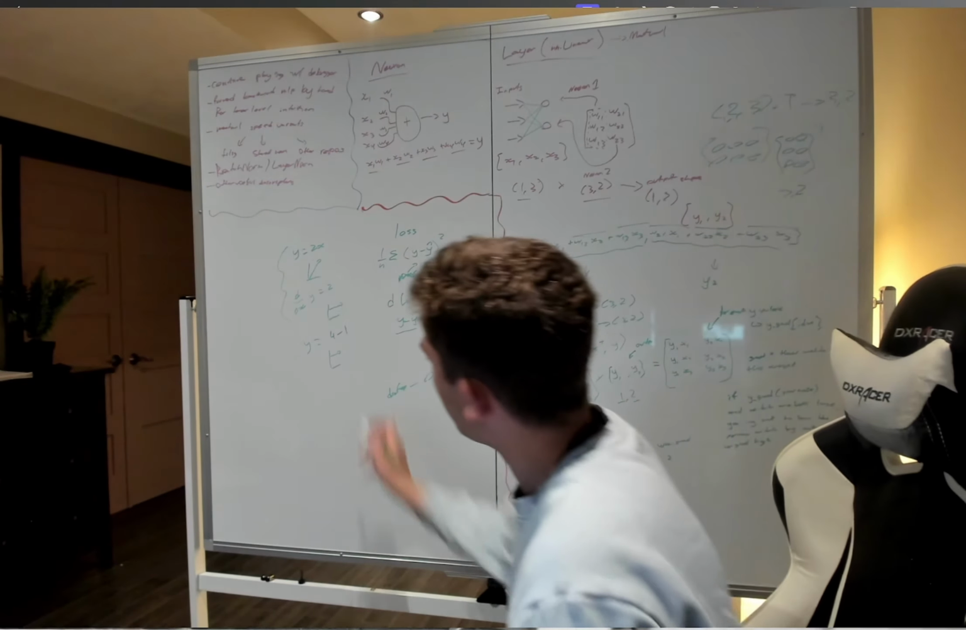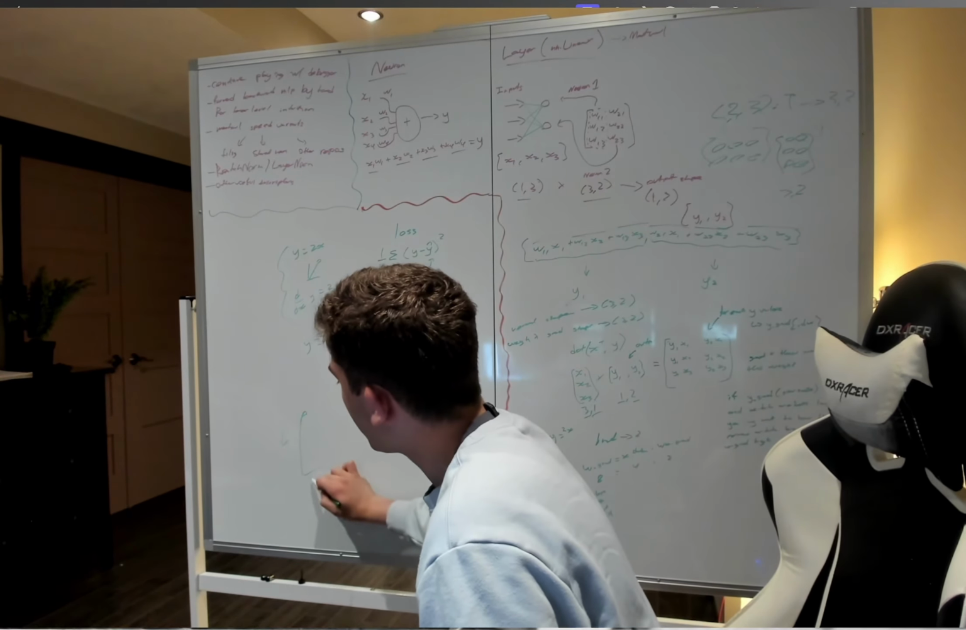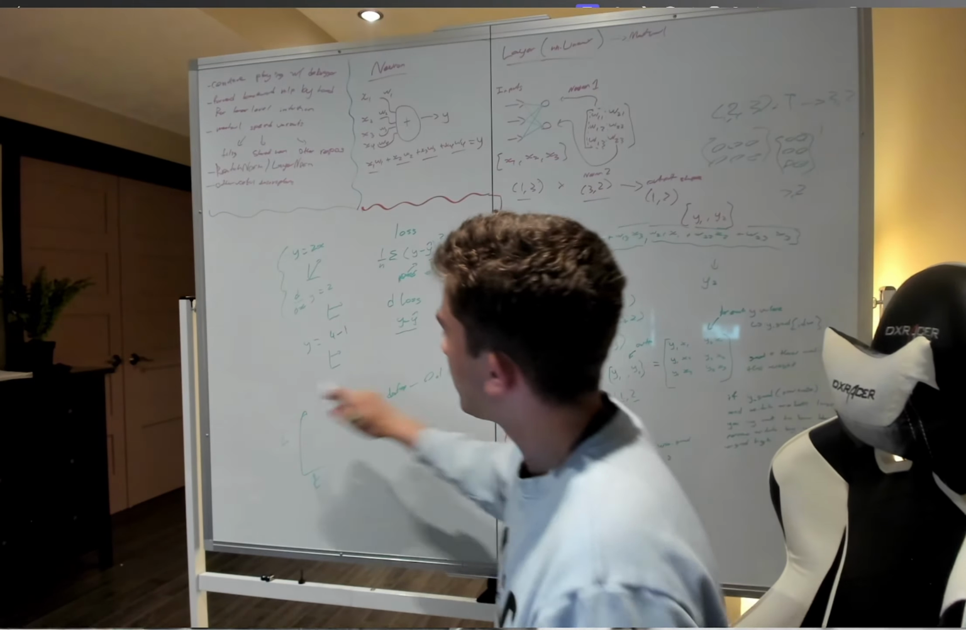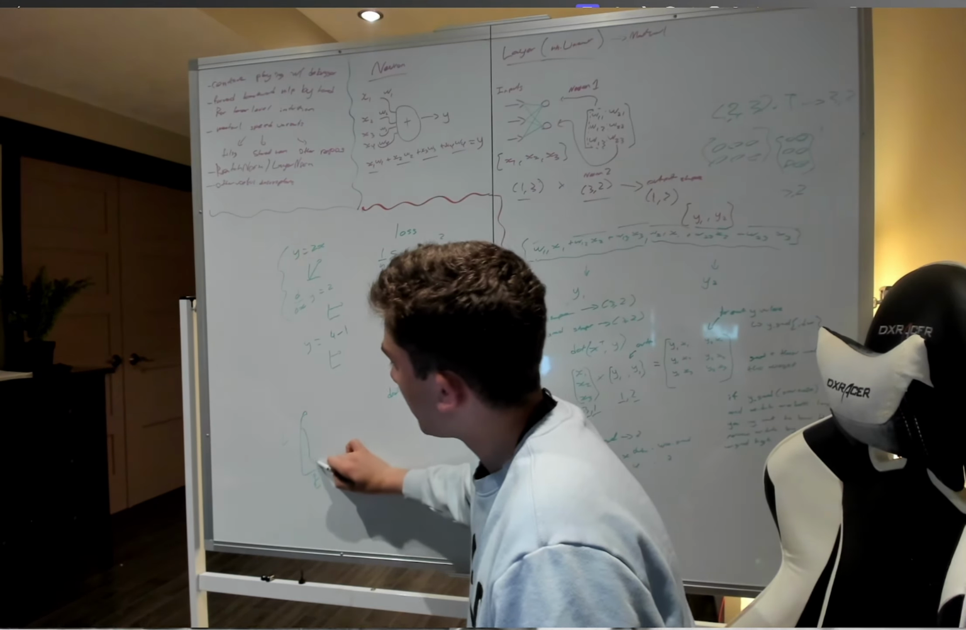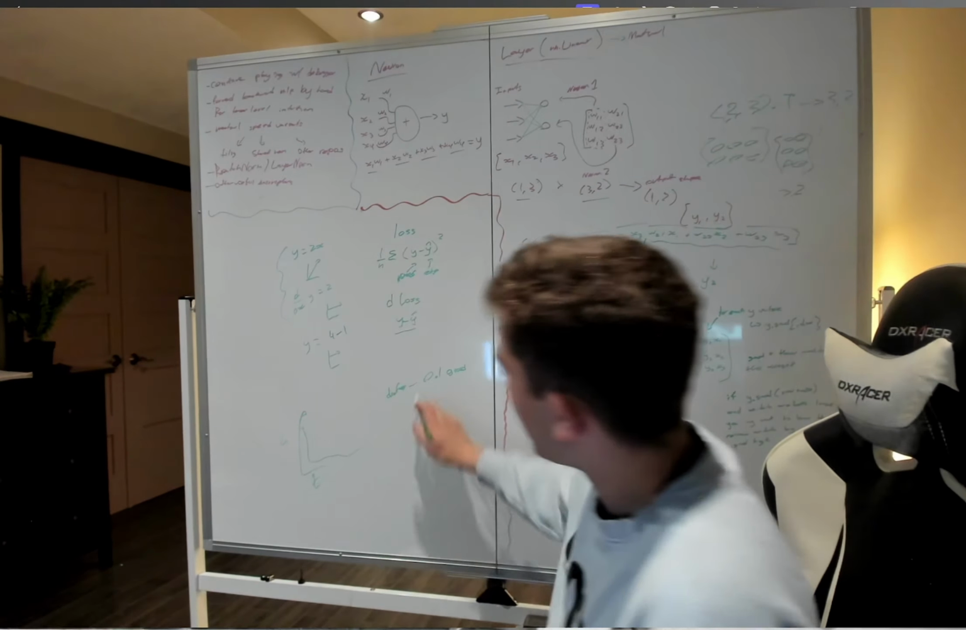So when I was talking about earlier, you had your loss and then your time over training steps, this would drop, right? And then it would plateau out. So this gradient descent part is literally just that.